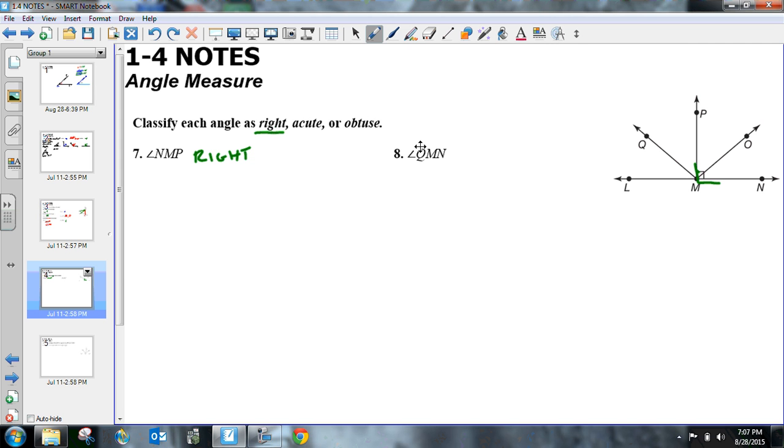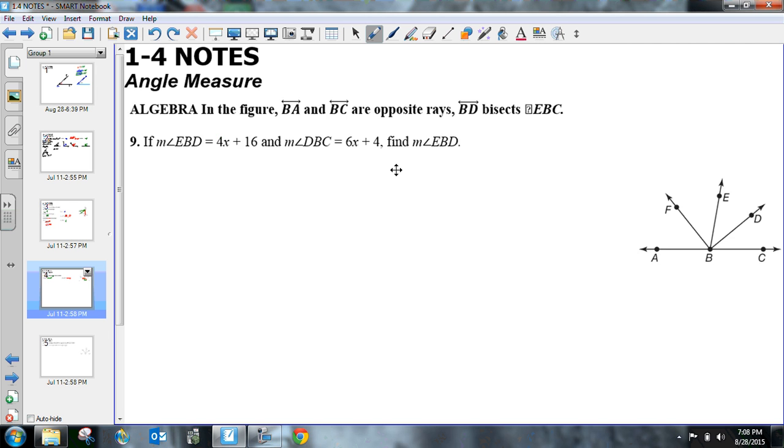All right, angle QMN. So I've got QMN. So here's what I know, guys. I see that this angle opens up from N to Q. Okay, this is my horizontal. It opens up from that. So since it goes past the 90-degree angle, I know that it's going to be an obtuse angle. So I'm going to call that obtuse. Okay, I'm just looking at how far does it open up. Okay, all right, let's take a look at the next one.